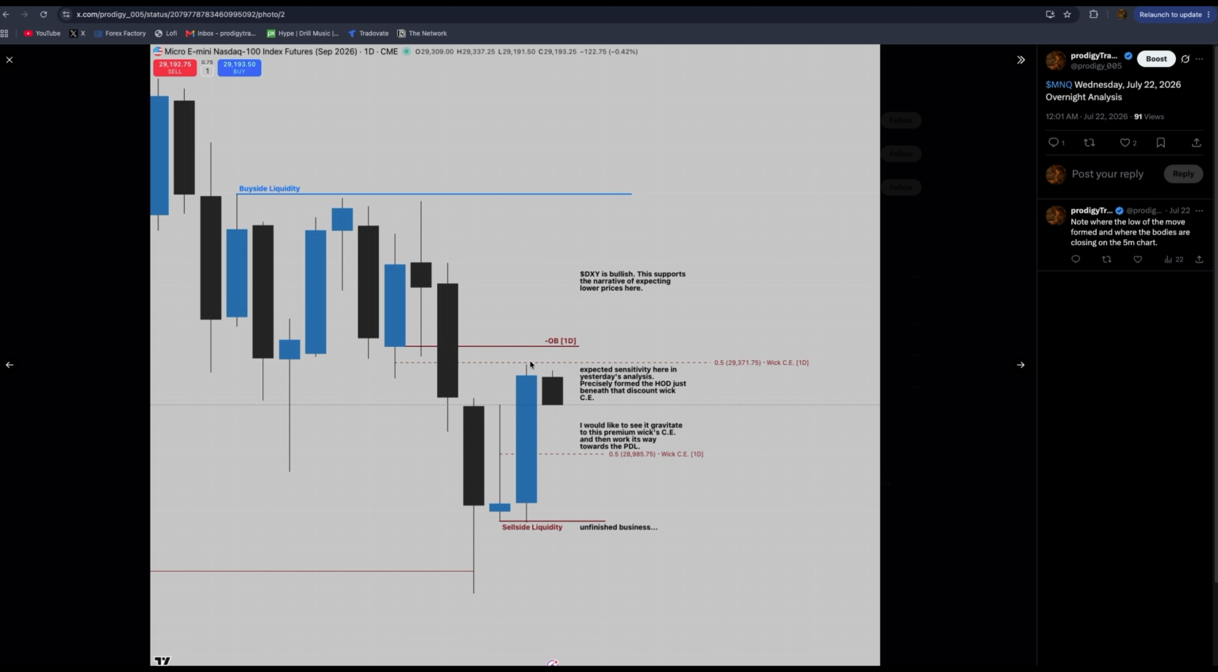And as expected in the previous day's analysis, I had this wick consequent encroachment annotated, and I wanted to see the bodies ideally stay in the lower half. And you can see that it didn't even reach the midpoint of the wick. What does that show? Weakness. With that in mind, going into Wednesday, I wanted to see price gravitate towards the midpoint of this wick. Wicks are inefficiencies as well. I wanted to see price draw to its midpoint.